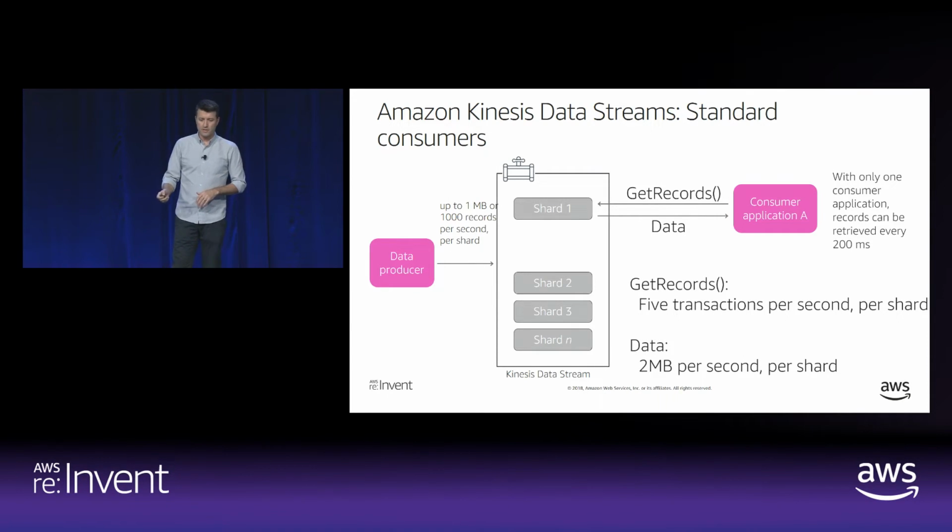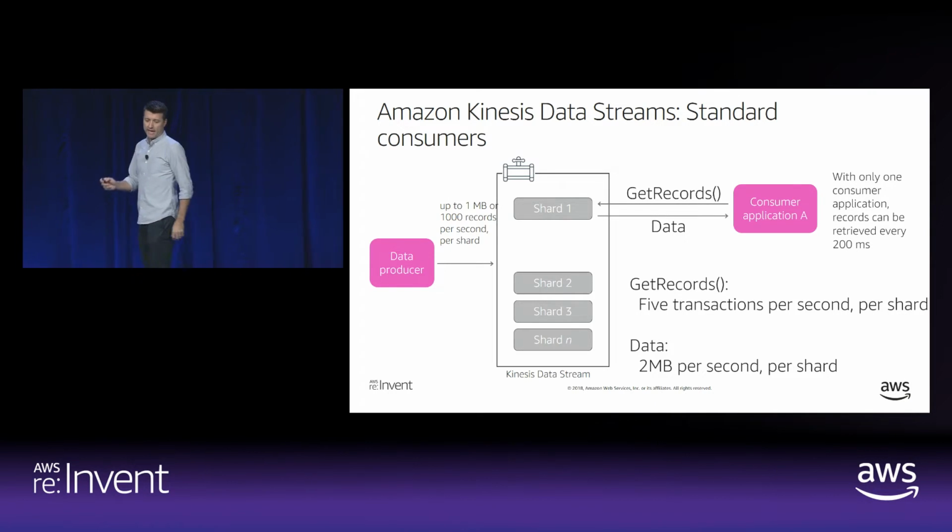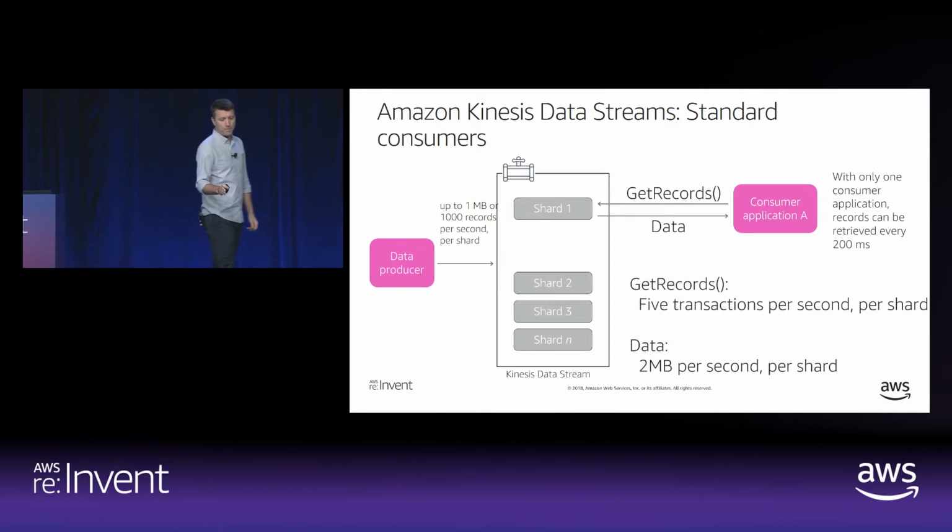OK. So the GetRecords operation can only be made 5 times per second on a single shard. That's a limitation in the service, and it's not something that can be changed. And data can be returned at a rate of 2 megabytes per second per shard. Also, that's a limit from the service, not something that can be changed. So with that, the fastest that your consumer can get data from the stream is every 200 milliseconds.